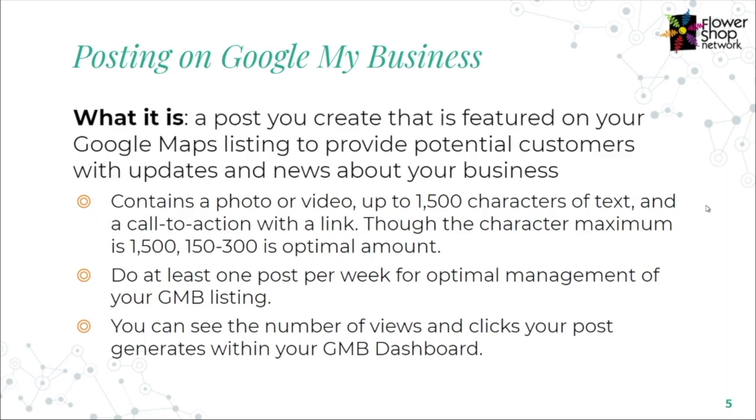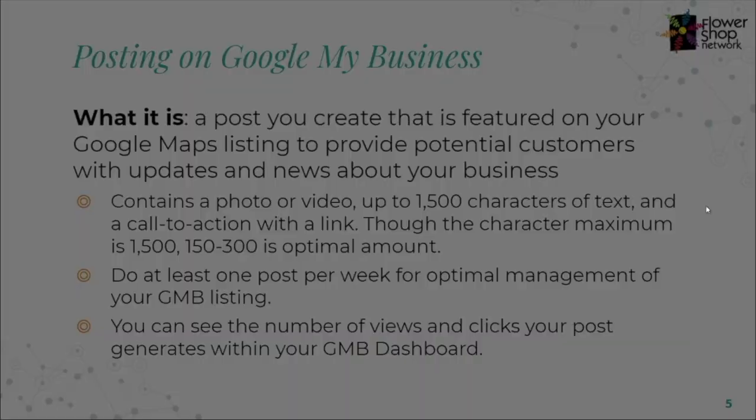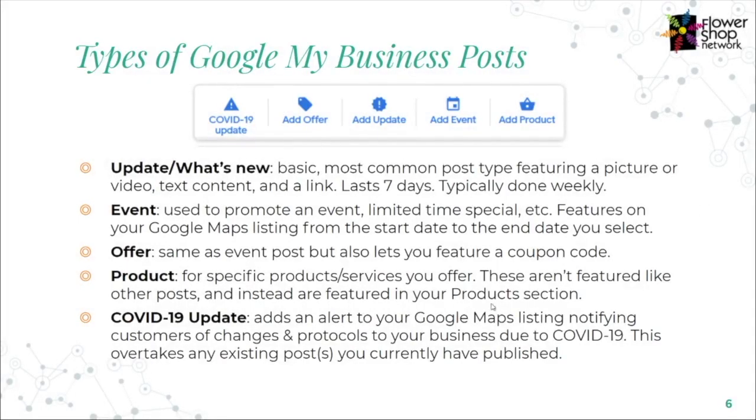You want to do at least one of these a week. That's what's optimal. And then you'll be able to see the views and the clicks that the post generates in your dashboard. And so here we have the types of Google My Business posts. First one is just the basic update / what's new. We can see that there. Just the basic, most common post type, picture or video, text, link, last 7 days. That's one reason that we recommend doing a post every 7 days. It's because it stays out there 7 days and then it goes away. And so you'll need to make a new one.